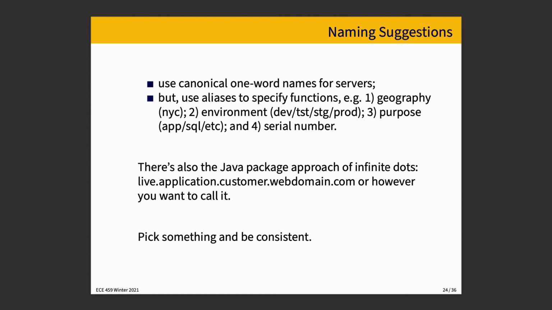So this is at the NYC data center. It is a dev machine. It is a SQL server and some serial number. So you end up with something like nyc-dev.sql-1, and that makes a uniquely identifiable name. You could also choose the Java package approach, where it's live.application.customer.webdomain.com, or however you want to call it.